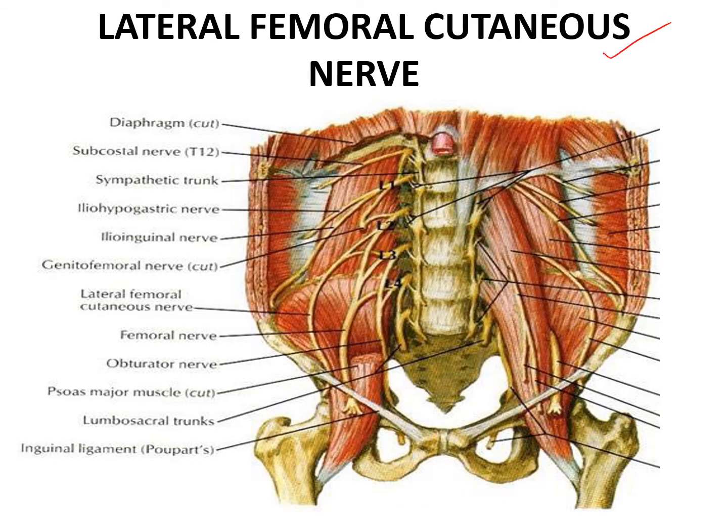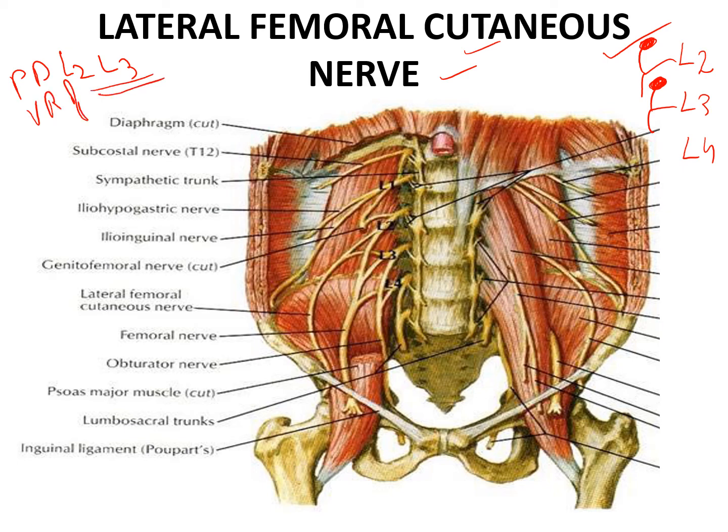Next, we have the lateral femorocutaneous nerve. This is an MCQ question. As already discussed, the ventral rami of L2, L3 and L4 will divide into anterior and posterior branches. The lateral femorocutaneous nerve is formed by the posterior division of L2 and the posterior division of L3. So the root value is L2 and L3, that is the posterior division of the ventral ramus of L2 and L3. If you see here, this is the lateral femoral cutaneous nerve.